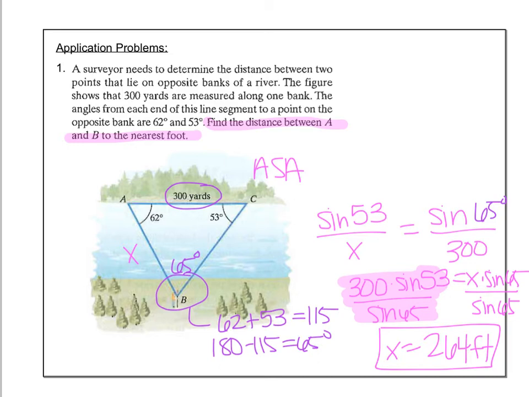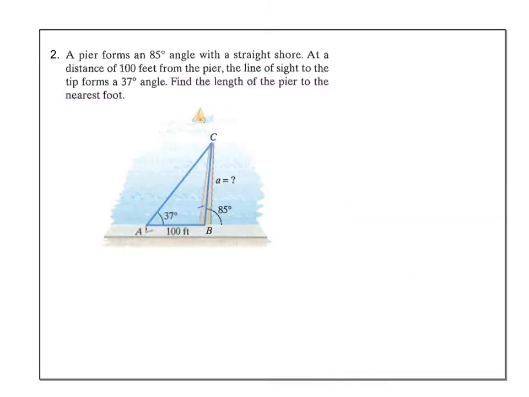Let's try another one. So let's take a look at this next one. It says we have a pier that forms an 85-degree angle with a straight shore. So it's kind of going off at an angle. It's not perpendicular. At a distance of 100 feet from the pier, the line of sight to the tip forms a 37-degree angle. Find the length of the pier to the nearest foot. So we're trying to find the length of the pier, which in this problem they already called A. So we're trying to find that side right now.